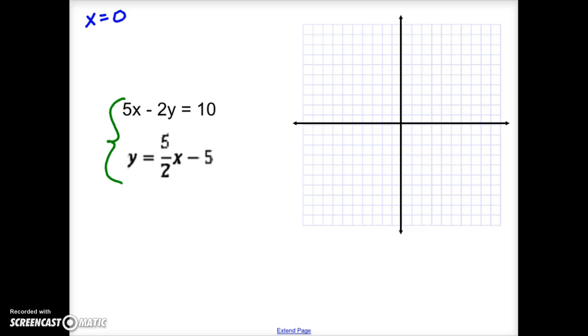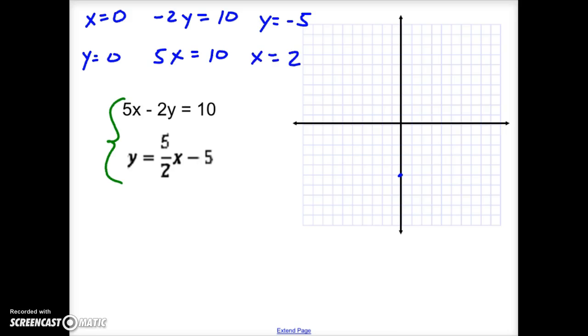So if x is 0, we know that -2y would equal 10. Divide by -2, we would get y equals -5. So it means we have a point, at 0, and -5. When we set y equal to 0 for the top equation, that leaves us 5x equals 10. We divide by 5 then. X is 2, meaning that point would be at 2 and 0.